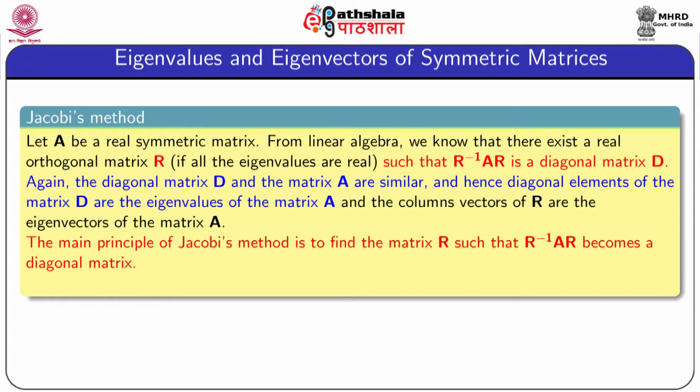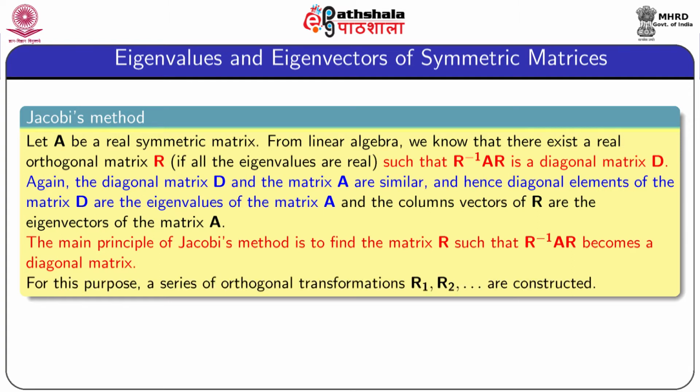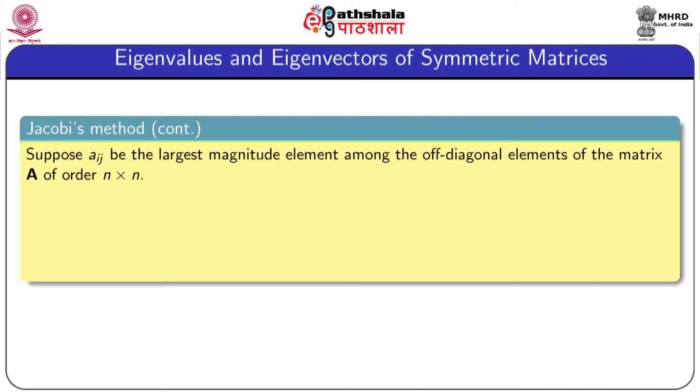So, the main principle of Jacobi's method is to find the matrix R such that R inverse AR becomes a diagonal matrix. For this purpose, a series of orthogonal transformations or rotations R1, R2 and so on are constructed or applied to the appropriate matrices. Suppose Aij is the largest magnitude element among the off diagonal elements of the matrix A of order n by n. Off diagonal elements means the elements other than the diagonal elements.